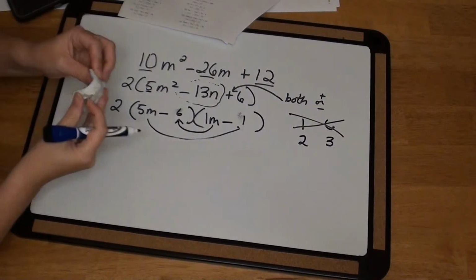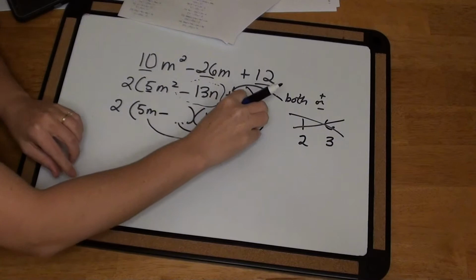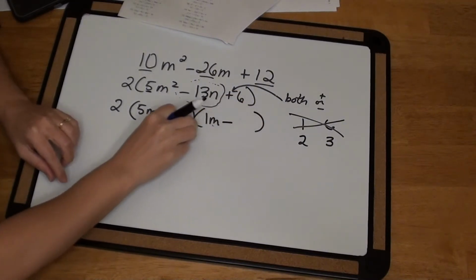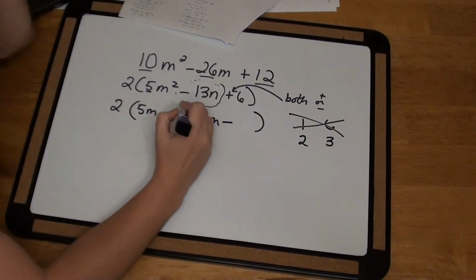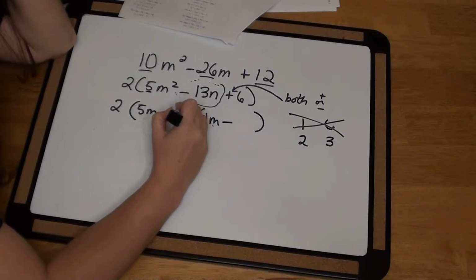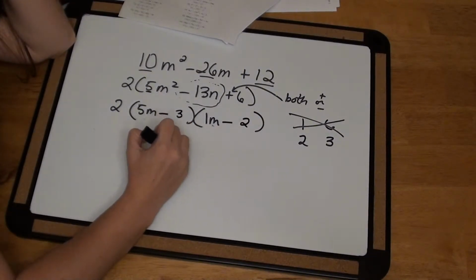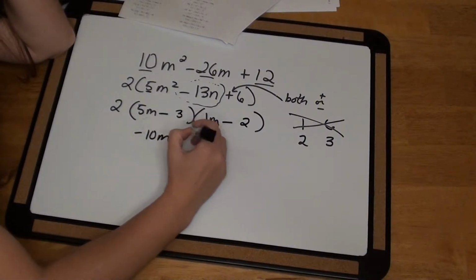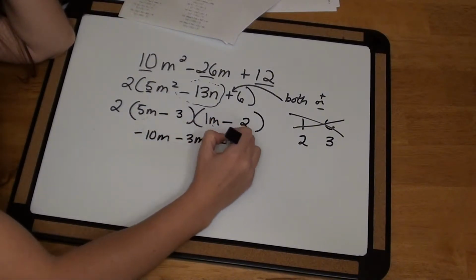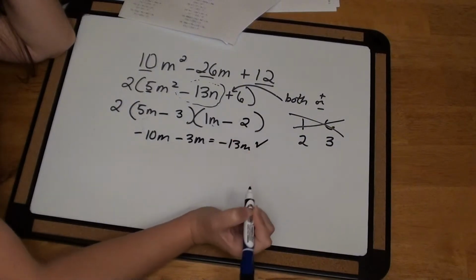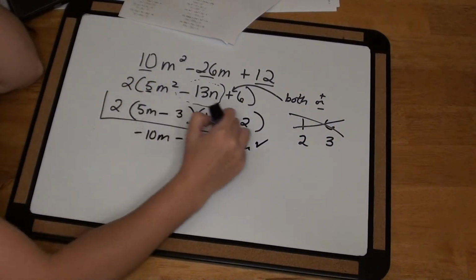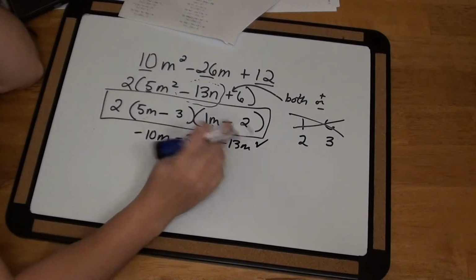So let's try the 2 and the 3. So let's put the 3 here and the 2 here. That would give me negative 10m, negative 3m, negative 13m. That's it. This is our answer. If that hadn't worked, I would have flipped them.